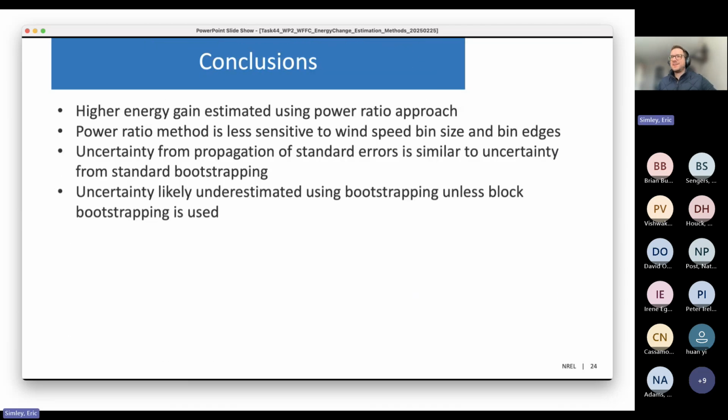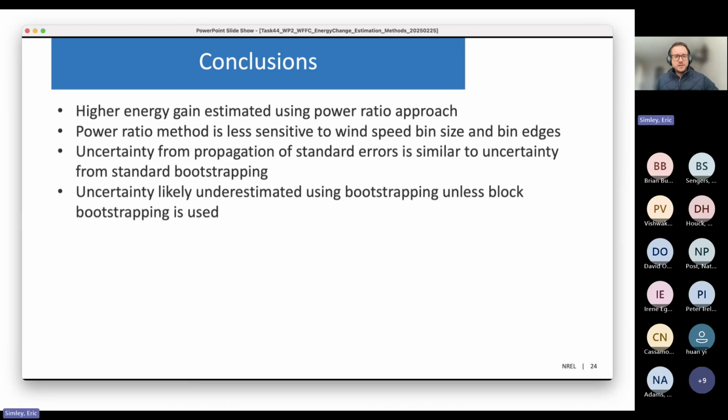Yeah, so I'll wrap up here. We're a couple minutes over. The main conclusions that I found from those last two slides are when we use the power ratio method, we did estimate a slightly higher energy gain, maybe around 0.55% rather than 0.4% for the expected power method. Of course, there's a lot of uncertainty in those estimates.